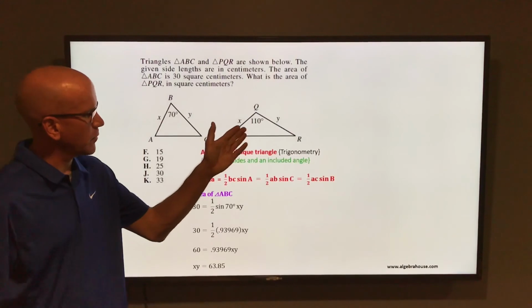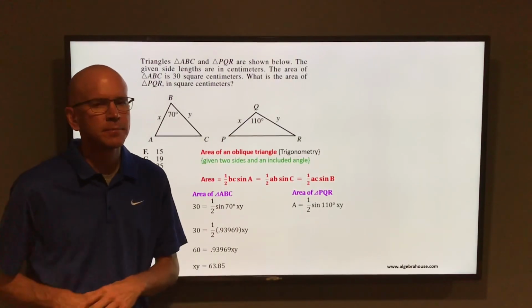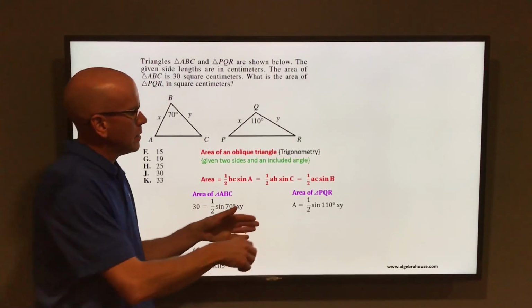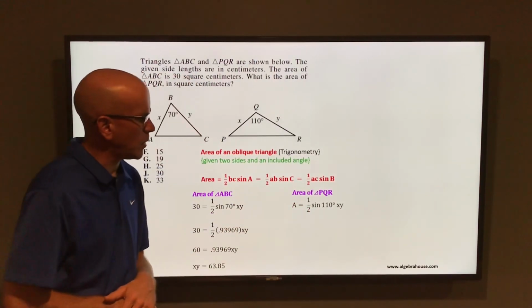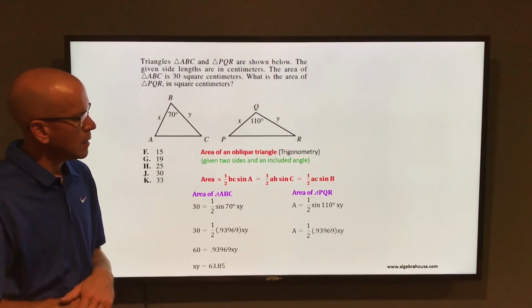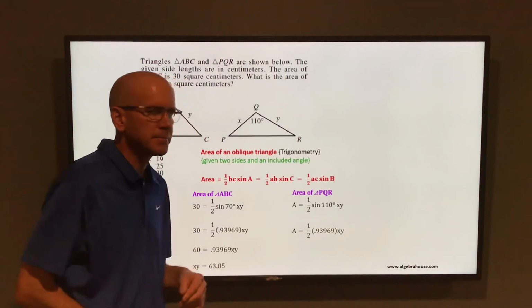Let's do the same thing for this triangle. The only difference with this triangle is we don't know the area. We can still work through this formula. 1/2 times the sine of 110 times xy. Well, the sine of 110 is 0.93969.